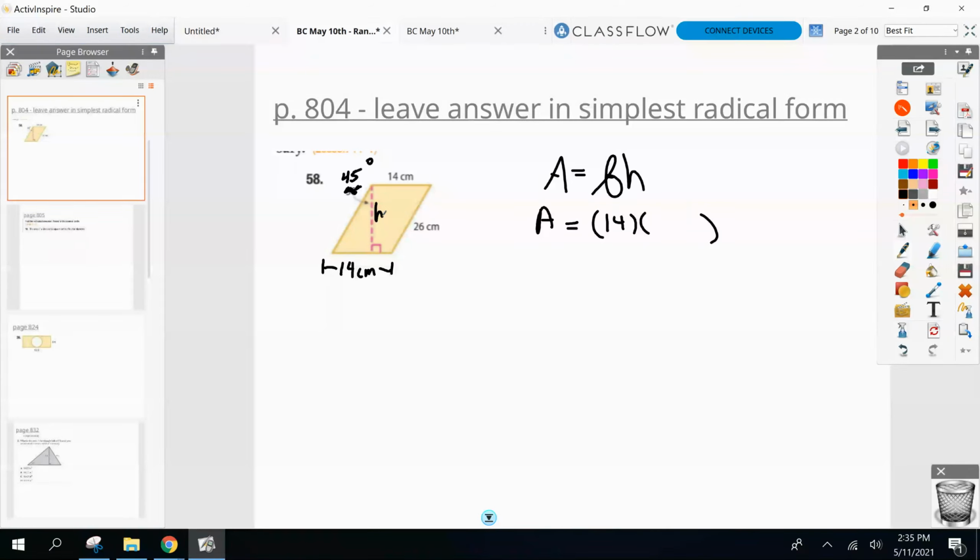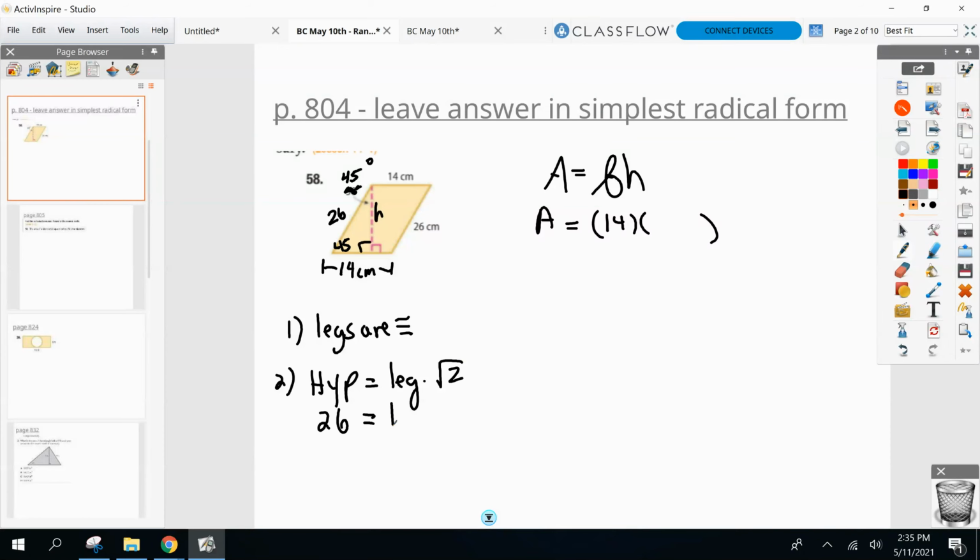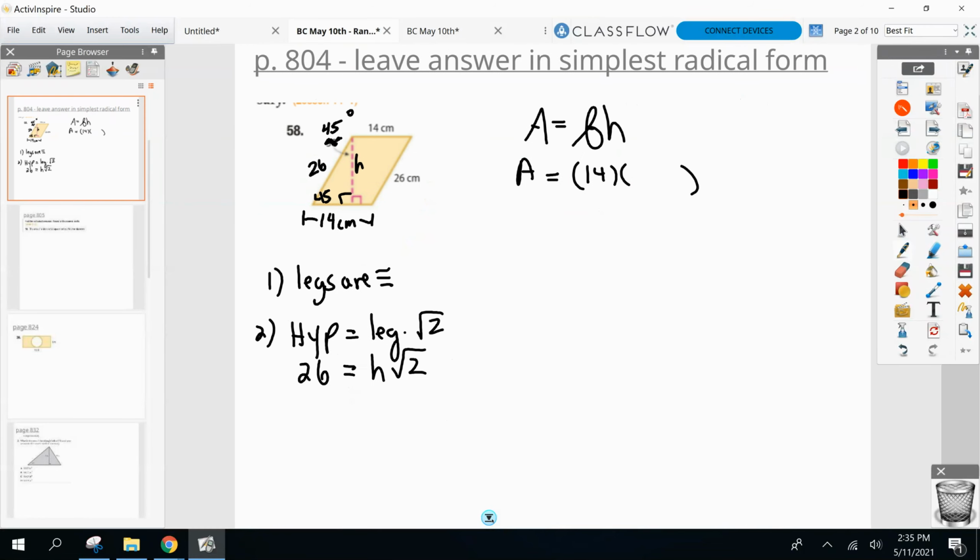All right. So in that 45, 45, 90 triangle, I know the hypotenuse is 26 centimeters. So let's go over the rules of a 45, 45, 90 again. Legs are congruent. And here's the one we're going to need. Hypotenuse equals leg times radical 2. I know the hypotenuse is 26. You're looking for the height, which is across from one of the 45. So that's a leg. So I'm going to put h in for leg times radical 2. All right, how do I get h by itself? I need to divide both sides by radical 2.